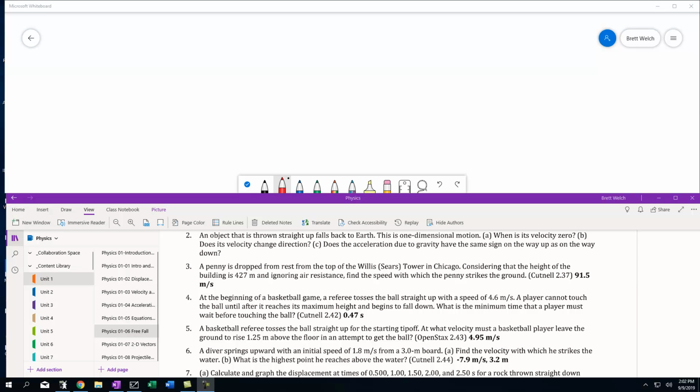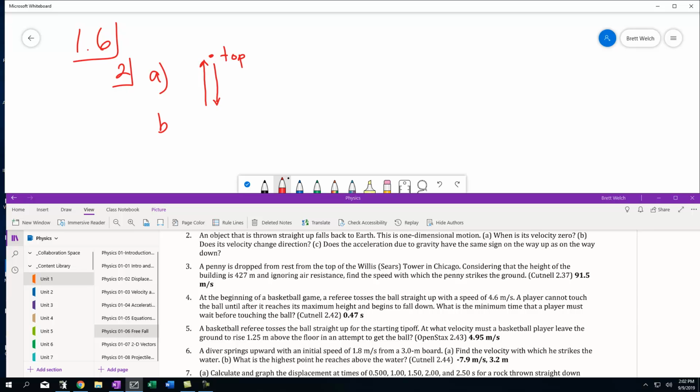This is 1.6 that we're going to be working out of. And we're doing 2 through 10 even. So question number 2. An object that is thrown straight up falls back to the earth. This is one-dimensional motion. When is its velocity 0? Question number 2, part A. An object thrown straight upward would have a velocity of 0 right up at the top, or at its vertex, because it's going to come back to the ground. There's a moment when it just pauses momentarily.